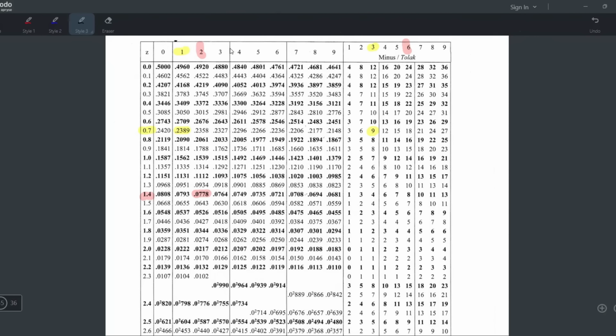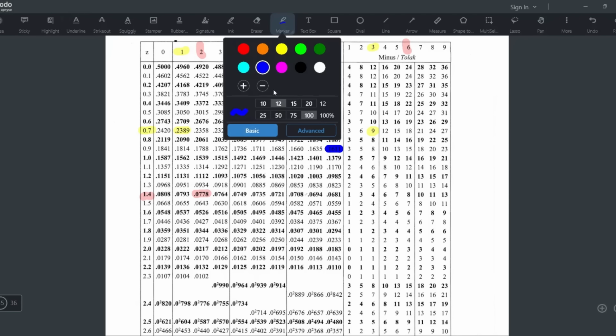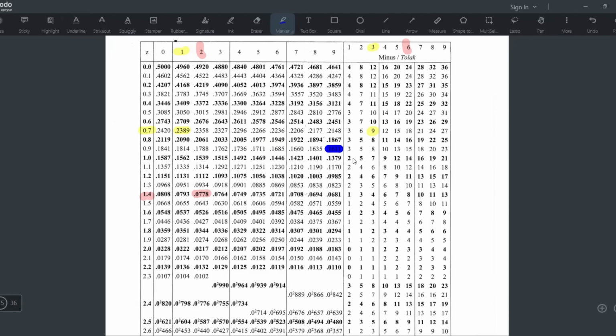So let's find out 0.16 atau lebih sikit kan. So I will use a highlight, blue color. Alright, 0.16 or lebih sikit. Alright, I see 0.17, 0.17, 0.16, 0.1611. Okay, this one is 1587. Tapi saya nak 16 atau lebih sikit. So this one lah. Tapi saya nak 16 saja.